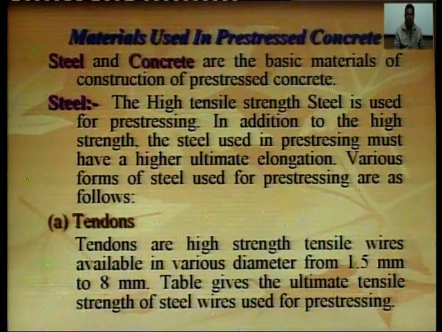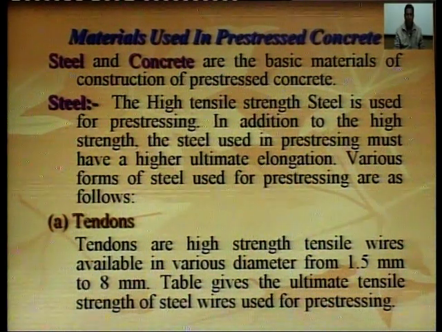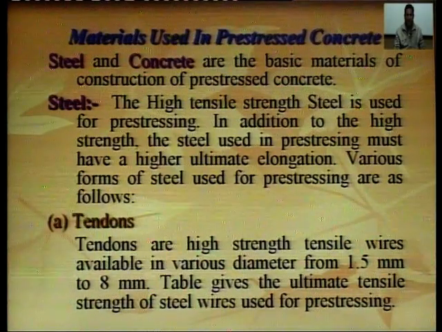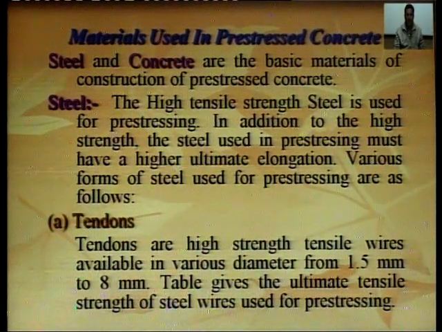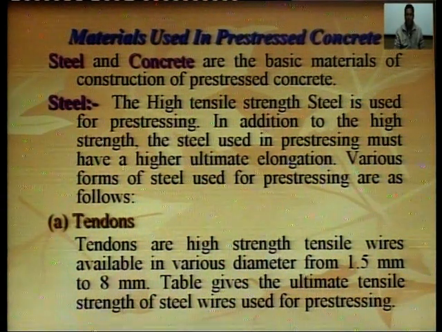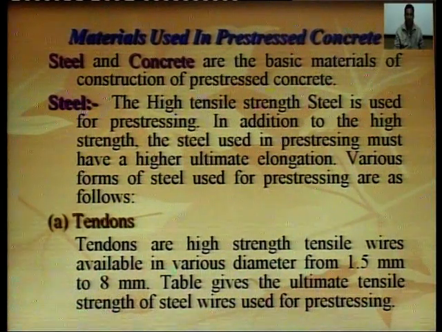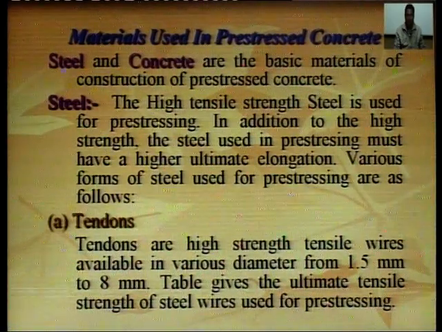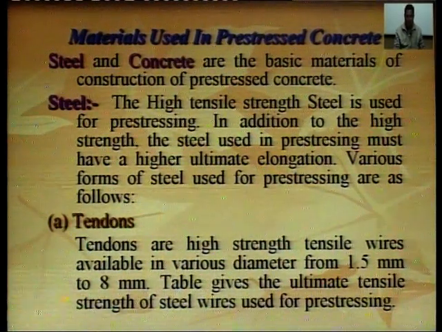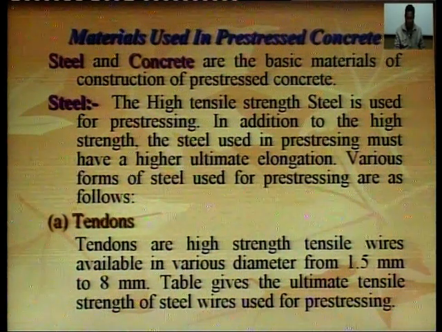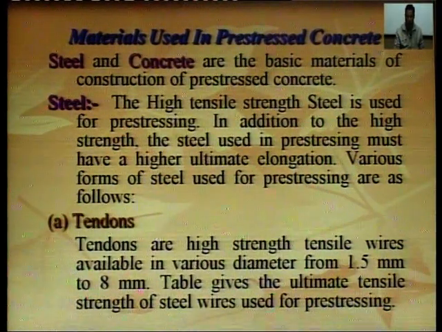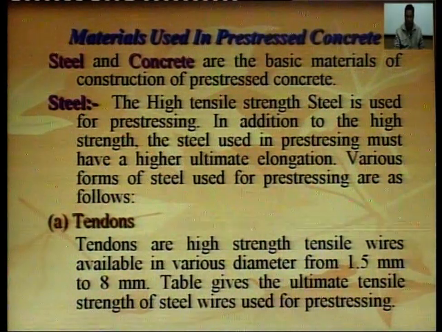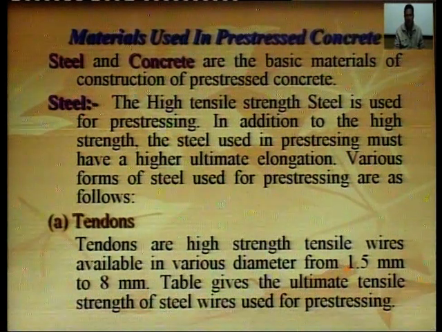High tensile strength steel is used for pre-stressing. In addition to high strength, the steel used in pre-stressing must have a higher ultimate elongation. So, the steel used in pre-stressed concrete should have high tensile strength and higher ultimate elongation.